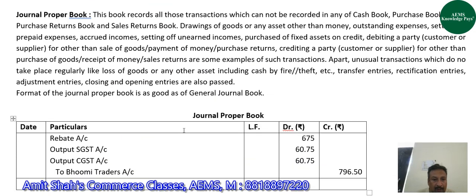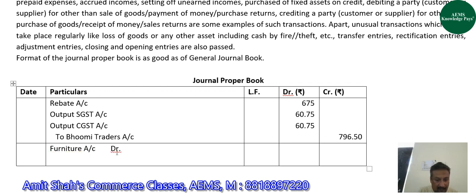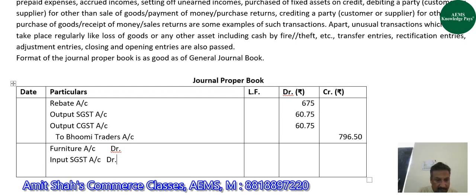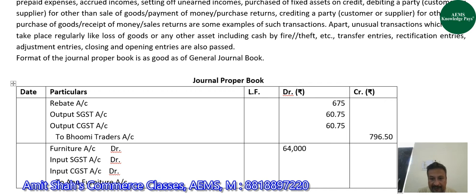So in the journal proper book, we will journalize this transaction, and for that we will debit furniture account, debit input SGST account, debit input CGST account, and credit Anu Furniture account. The value of furniture is 64,000 rupees.